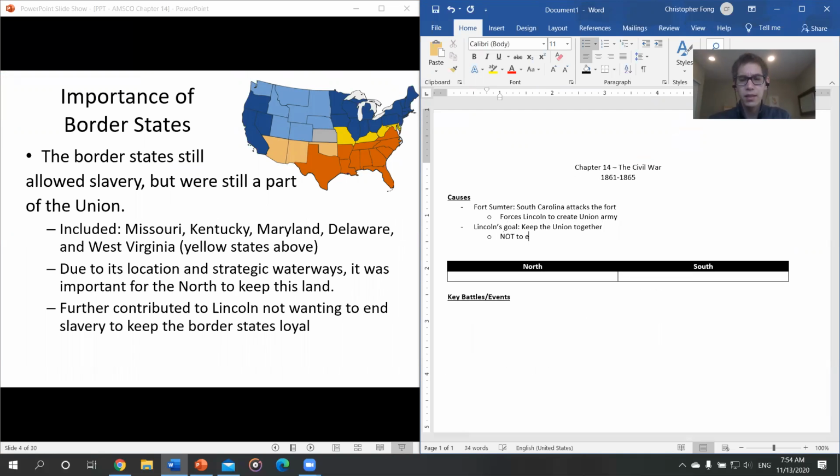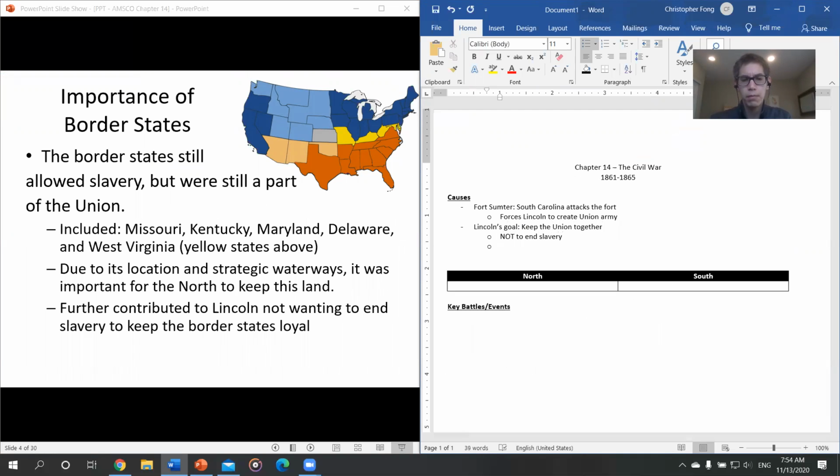His goal is not to end slavery, because partially he knows that he needs to keep the border states happy. Missouri, Kentucky, Maryland, Delaware, and West Virginia.